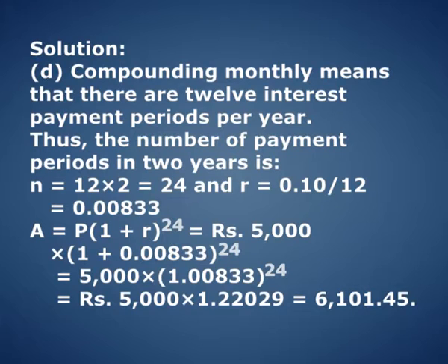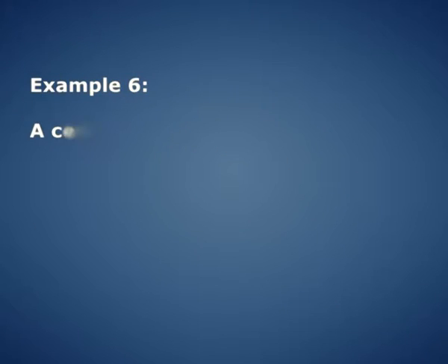So that is equal to rupees 5000 into 1.22029, which is equal to 6101.45. Now let's come to another example.